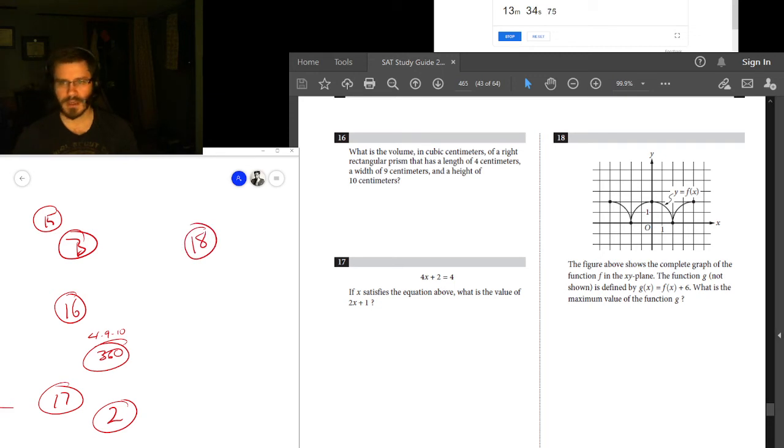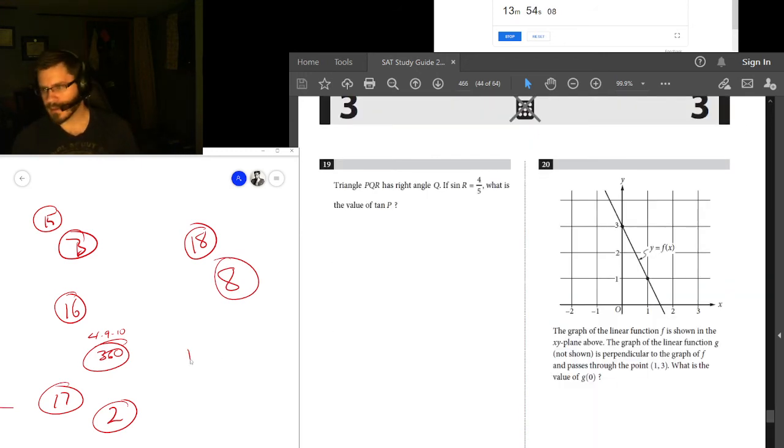18. This is function f of x. G of x is not shown. G of x is equal to the function shown plus 6. What is the maximum? The maximum that exists is 2, so plus 6 is 8.